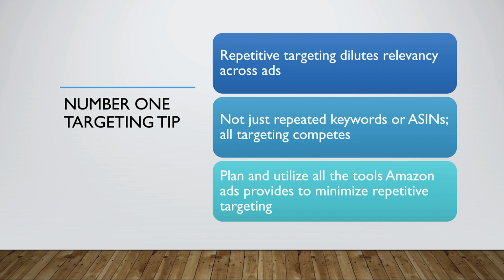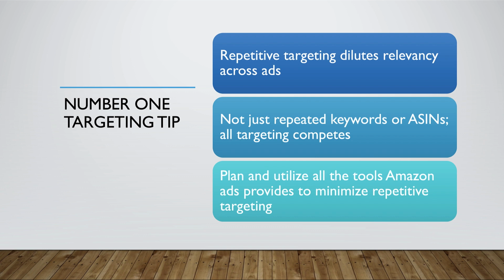Repetitive targeting dilutes relevancy across your ads. Now, I don't mean repeated keywords and ASINs, although that is repetitive targeting. I mean any keyword or ASIN or auto ad or category targeting that targets the same target. So the same product page, the same search result. So let's say someone landed on the page for Sinister Unhallowed by John P. Logsdon.